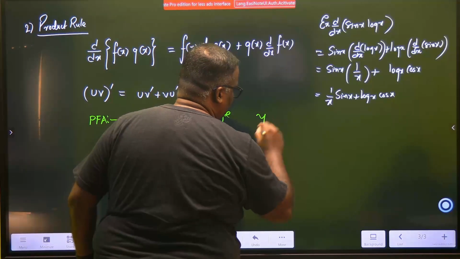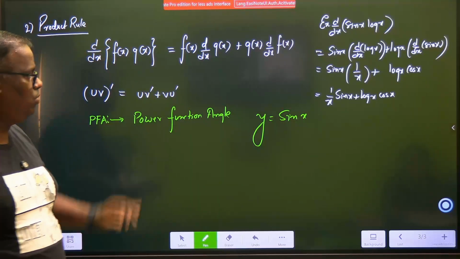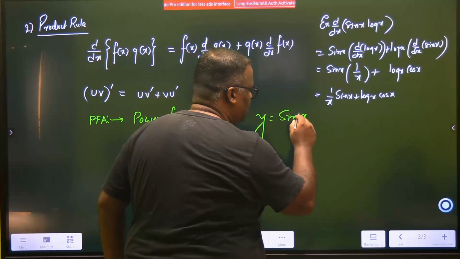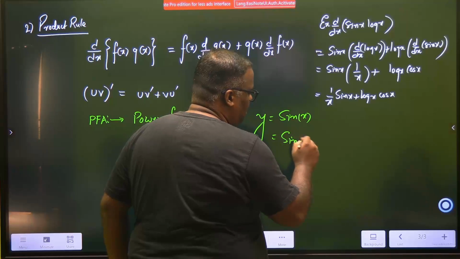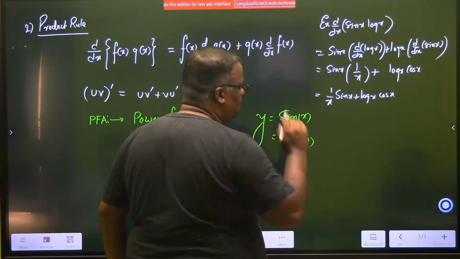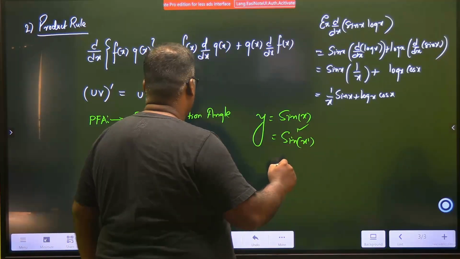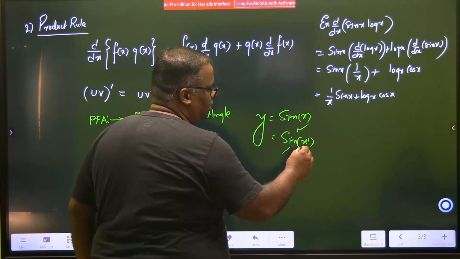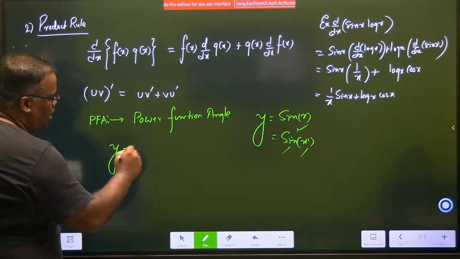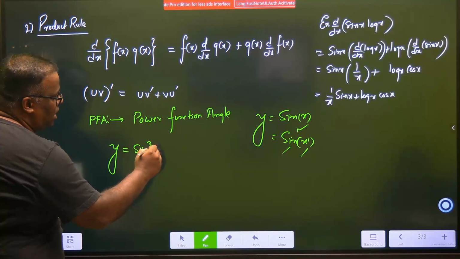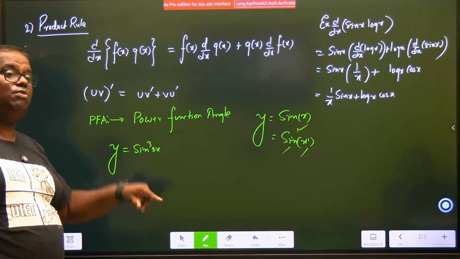If I write a function y equal to sin x, the best way to write it is sin x. I can also write it as sine of x to the power 1, and sine is only one time. This is called power, this is called function, this is called angle. Right? So let's say I have a function y equal to sine cube 3x. What is the power of the function? It's a cubic function. What is the function?